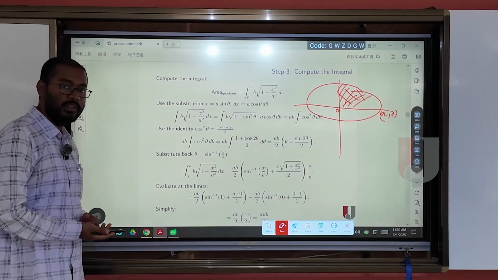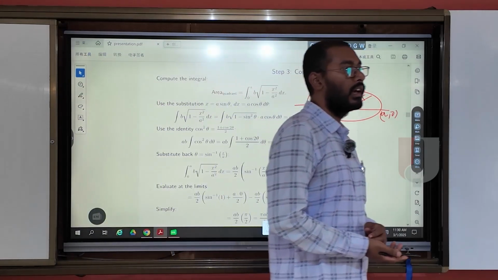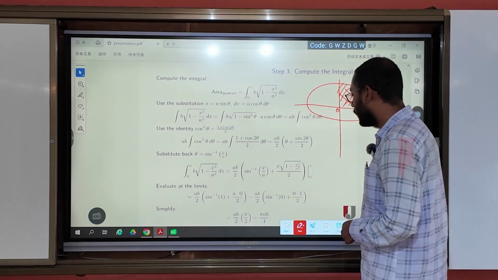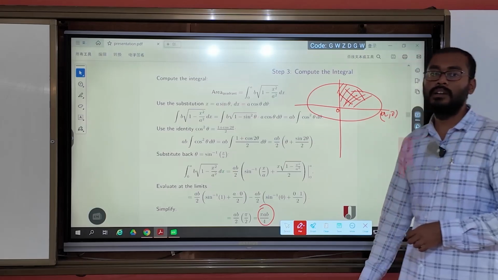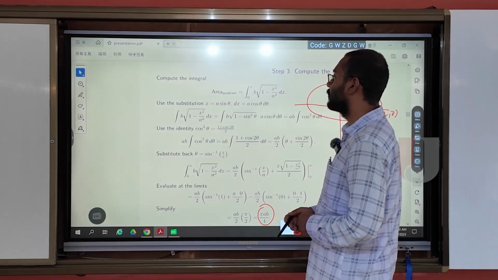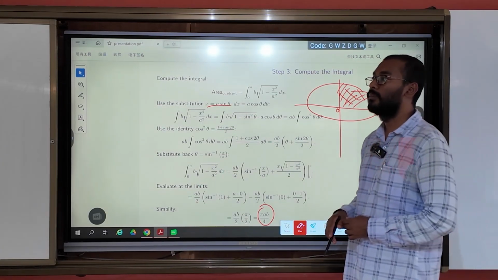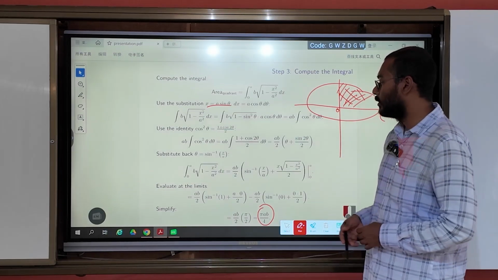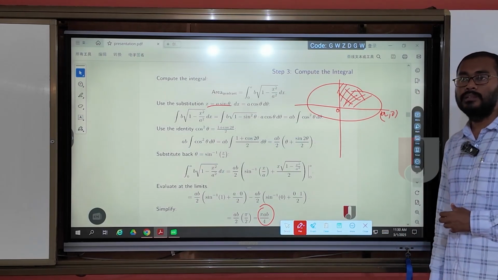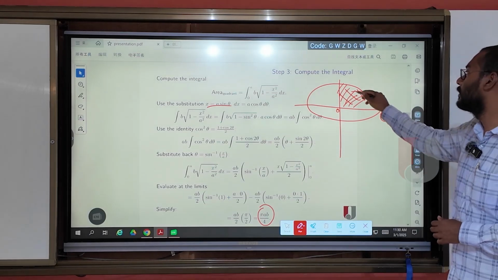Now we can use the simple substitution method, otherwise we can directly use the formula for the integration. If you directly apply the formula of integration, you can find that result. It will come pi ab divided by 4, that will be the result. Otherwise you can simply substitute x equals a sin theta. If you substitute x by a sin theta, that time also we will get the same result, pi ab by 4.